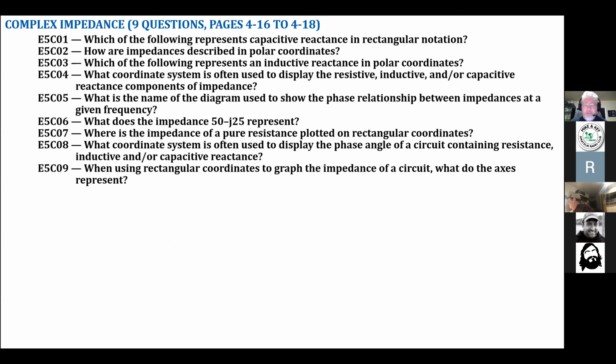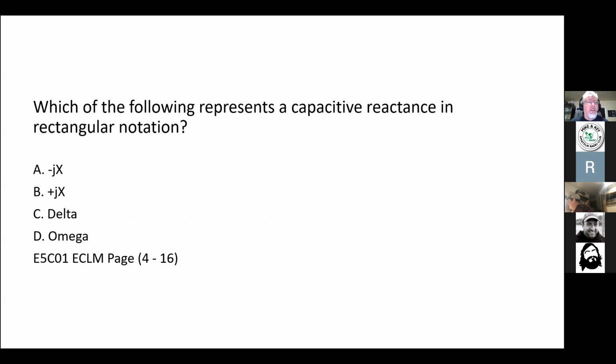Complex impedance. We have 9 questions. Which of the following represents a capacitive reactance in rectangular notation? A, negative JX. B, positive JX. C, Delta. D, Omega. E, Alpha. Alpha is the correct answer. Capacitive reactance in rectangular notation is minus JX.